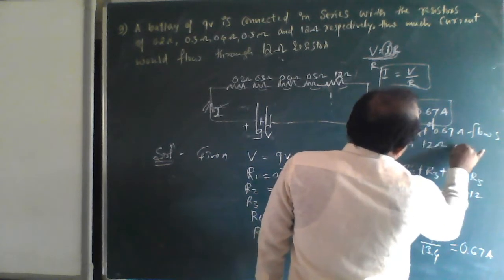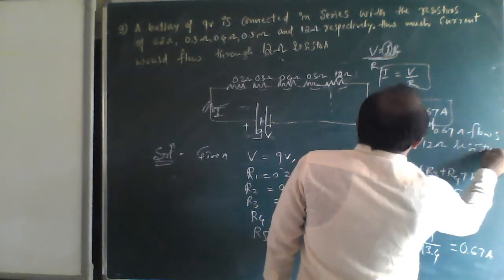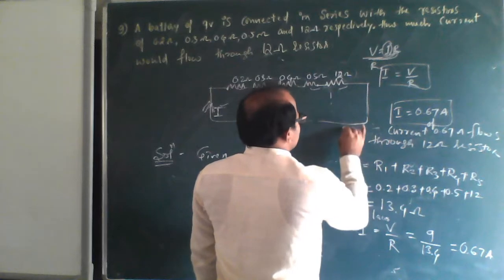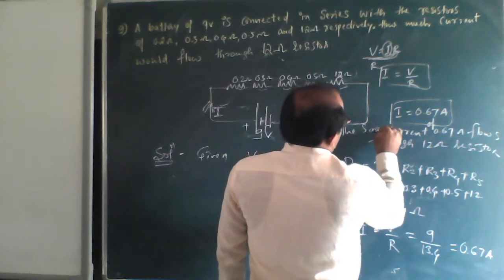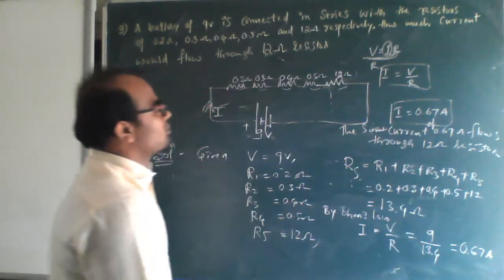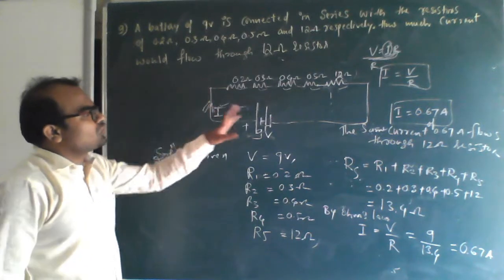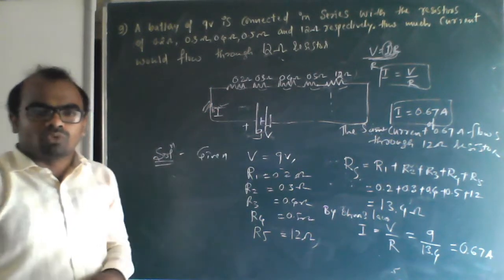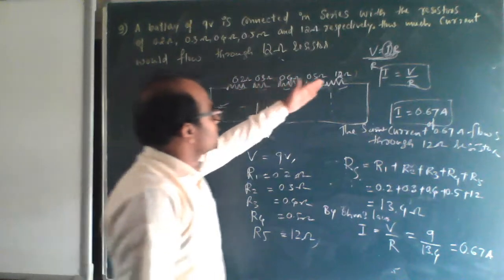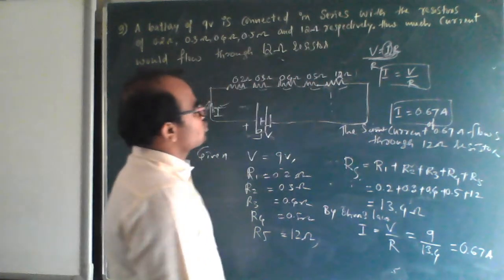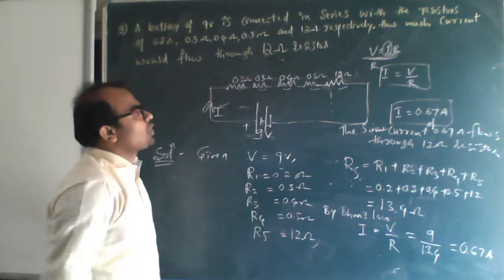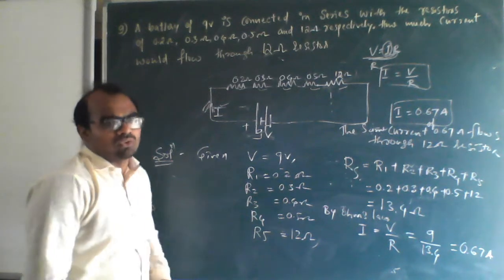The same current, you can say the same current of 0.67 ampere flows through the 12 ohm resistor. In the total circuit also 0.67 ampere flows. In the 12 ohm resistor also this 0.67 ampere current flows.